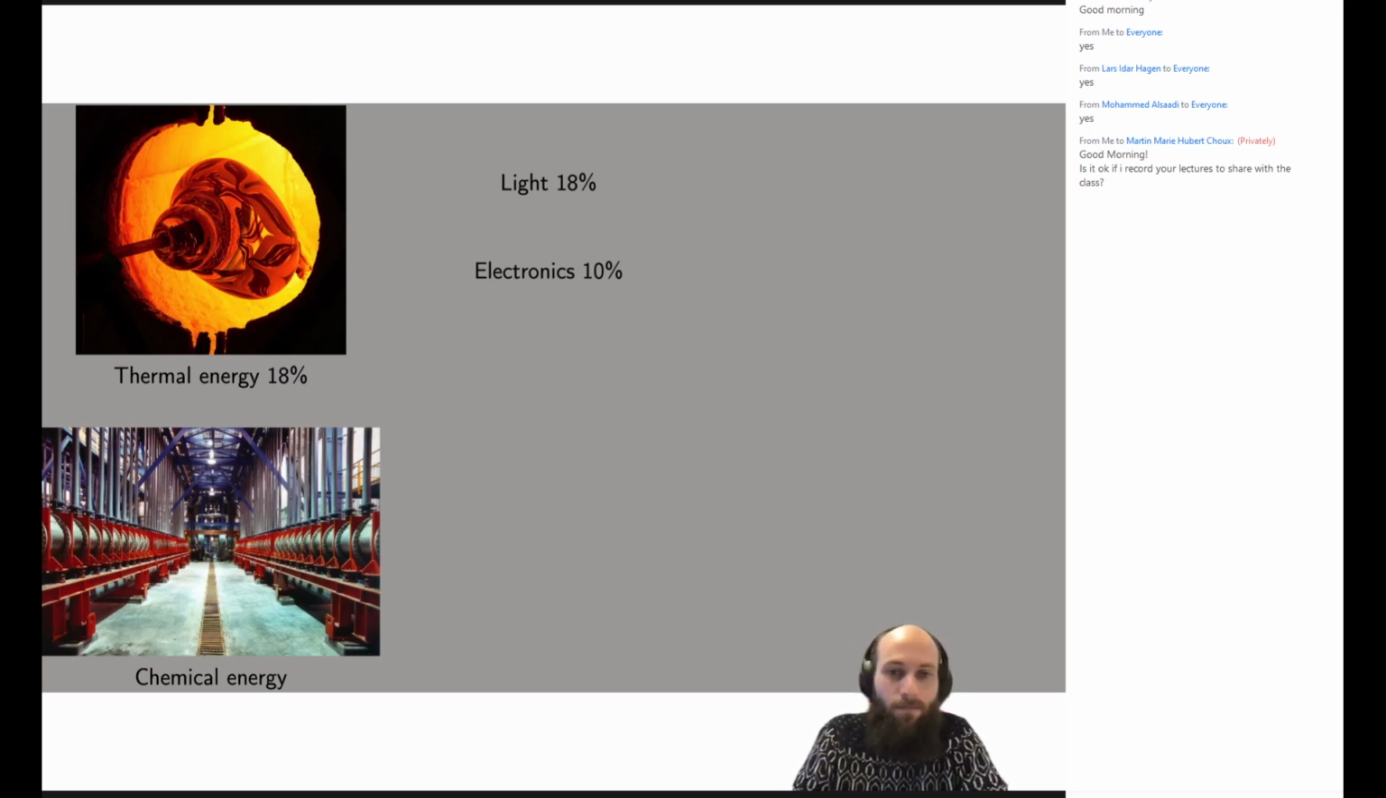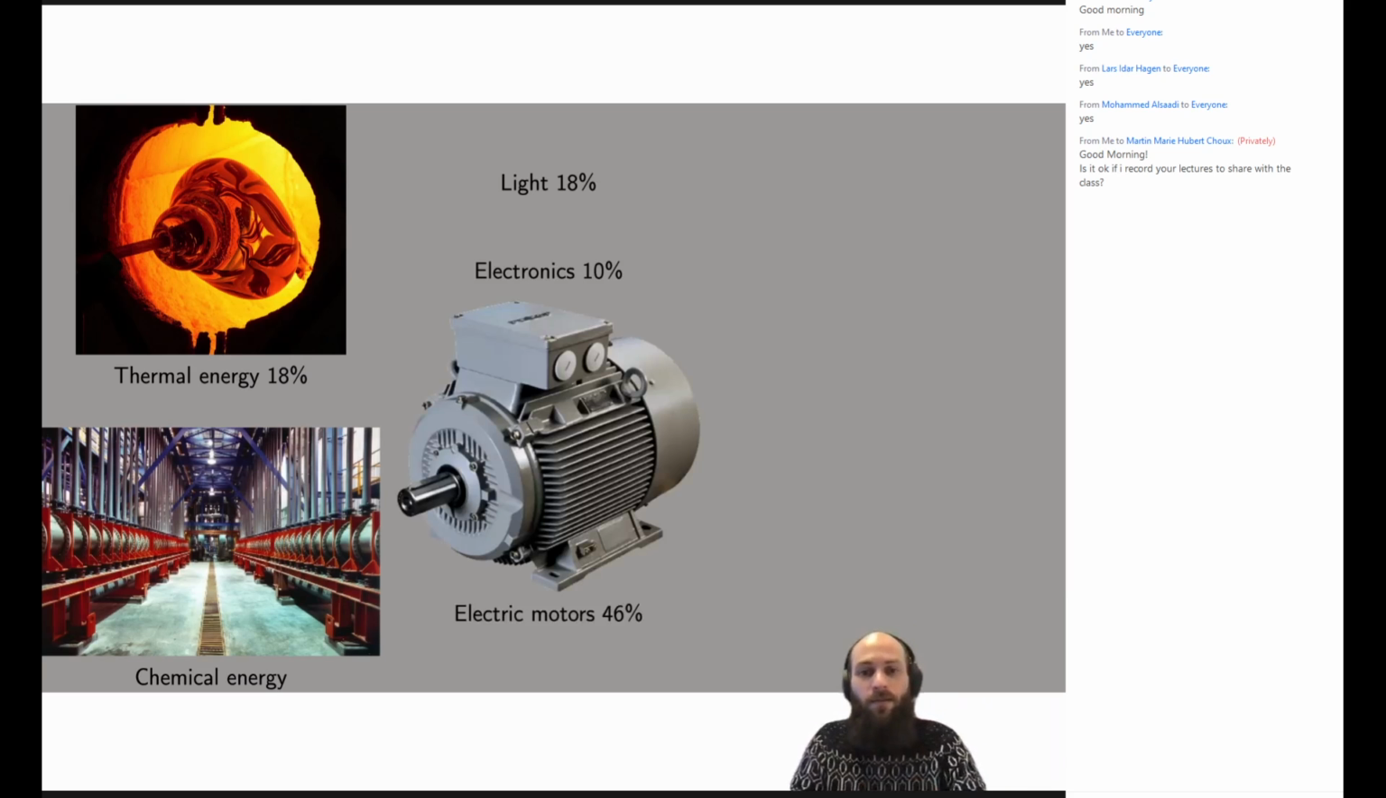And finally, we have electrical motors. And electrical motors, they are using 46% of all electricity that is produced. So if we manage to have every motor in the world 1% more efficient, that will be a lot of savings. And these are the parts where we are interested in this course. So namely the electrical machines or motors and generators.